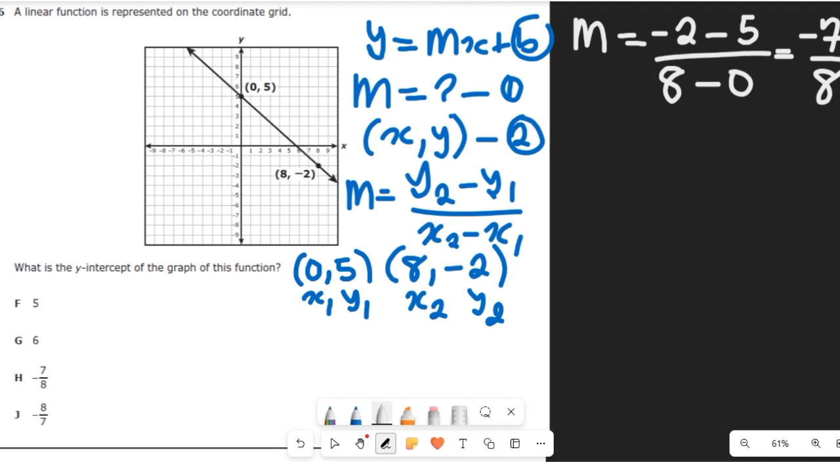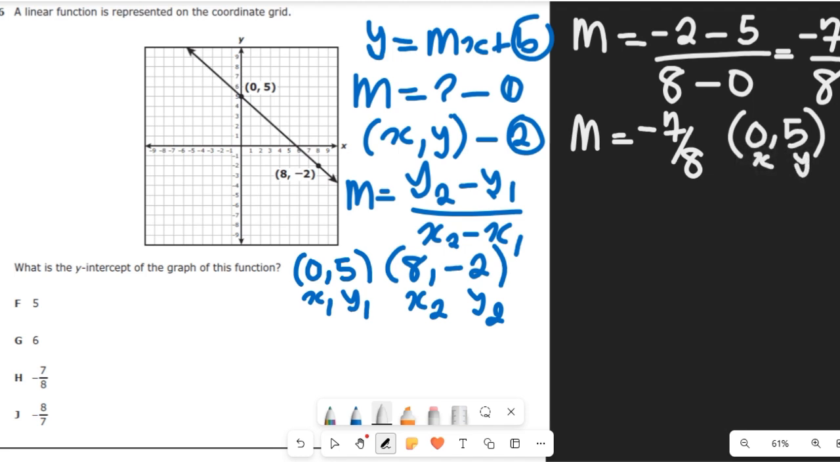Now, for us to get the intercept, we need the slope. We have our m equal to negative 7 divided by 8, and we need a coordinate, and let's take that to be 0, 5. This is our x and this is our y. So if we use the expression y equals mx plus b, we can find the intercept, which is b.